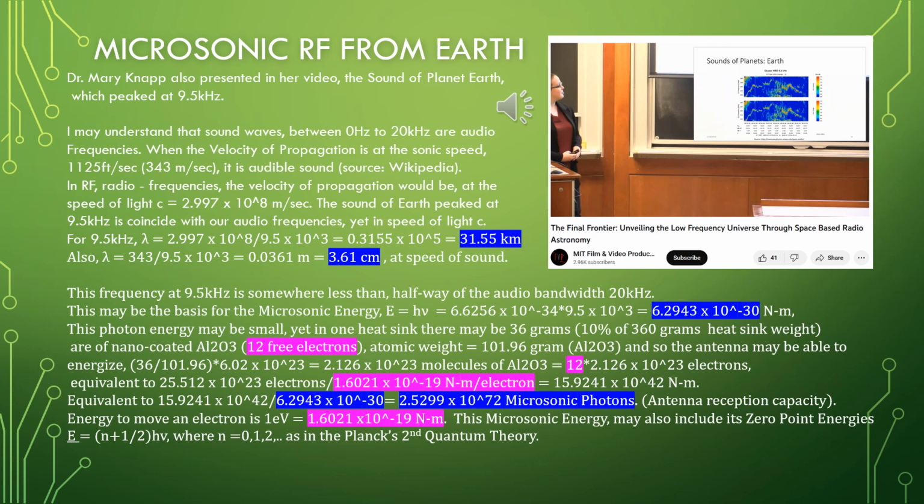Also, lambda equals 343 divided by 9.5 times 10 to the power 3, equals 0.0361 meter, equals 3.61 cm at the speed of sound. This frequency at 9.5 kHz is somewhere less than halfway of the audio frequency bandwidth, 20 kHz. This may be the basis for microsonic energy, E equals h nu, equals 6.6256 times 10 to the power minus 34 times 9.5 times 10 to the power 3, equals 6.2943 times 10 to the power minus 30 Newton meter.